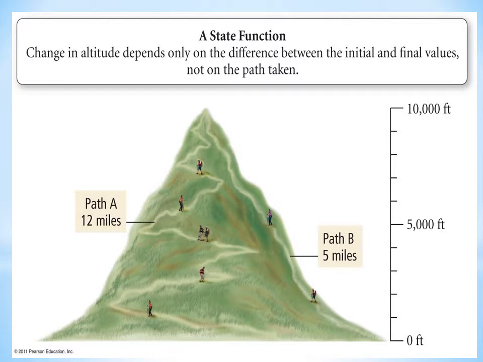For example, if you are climbing a mountain and there are two paths as shown in this slide, path A is 12 miles long, while path B is 5 miles long. In a state function, it does not matter how you got to the top of the mountain. All that matters is that from 0 to the top is 10,000 feet. That is a state function.